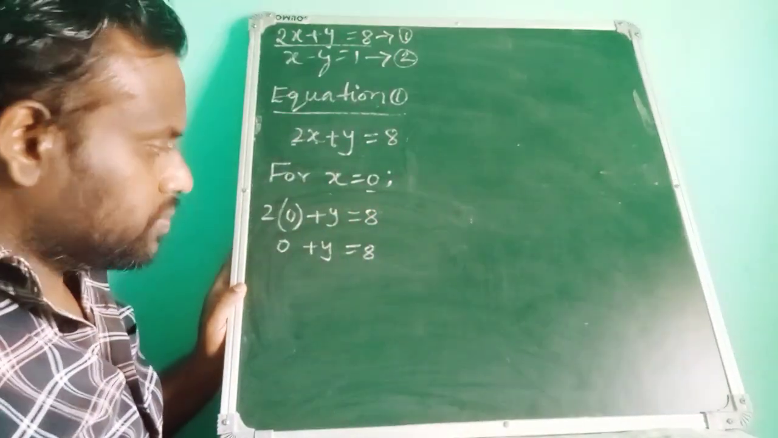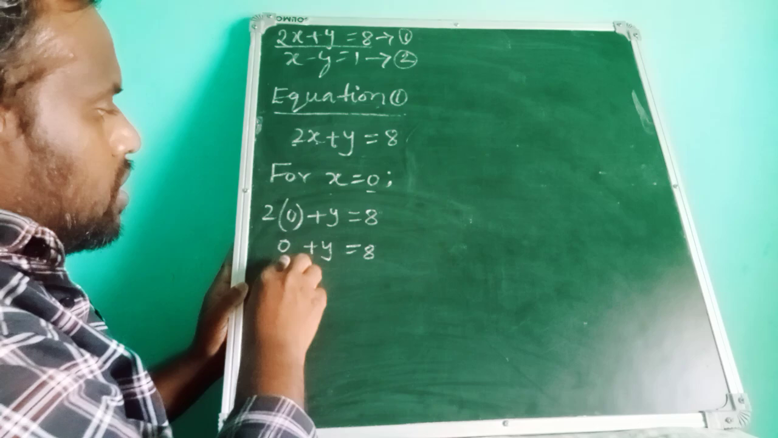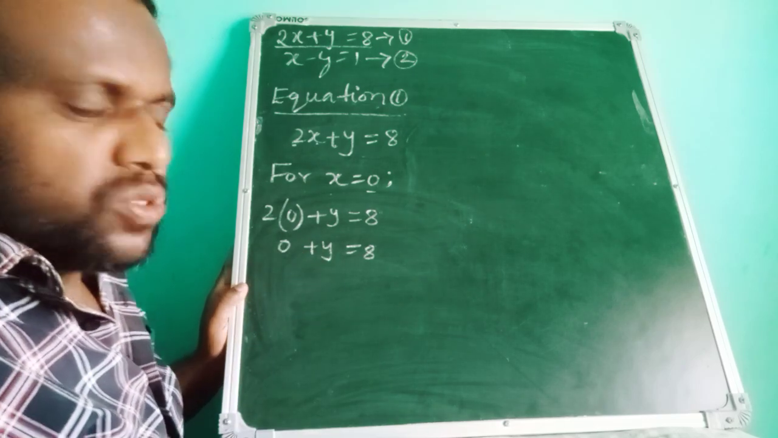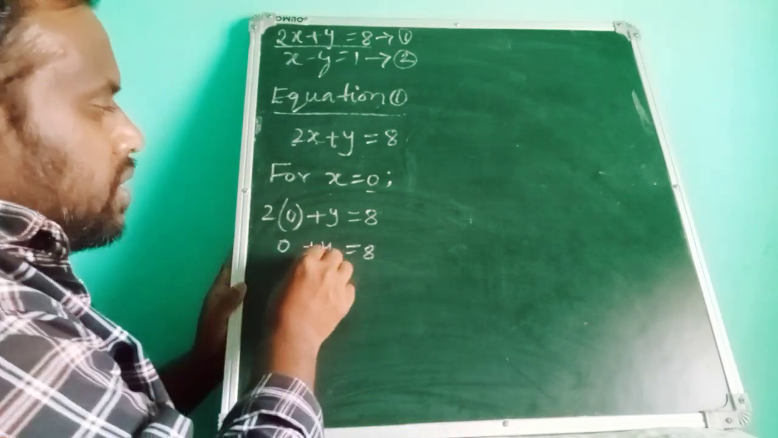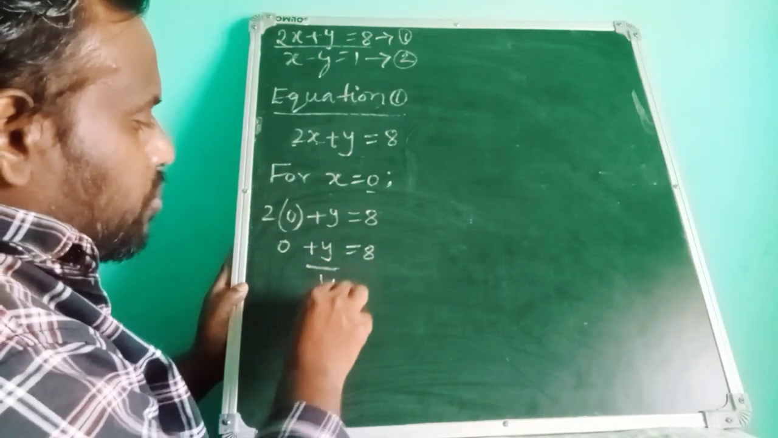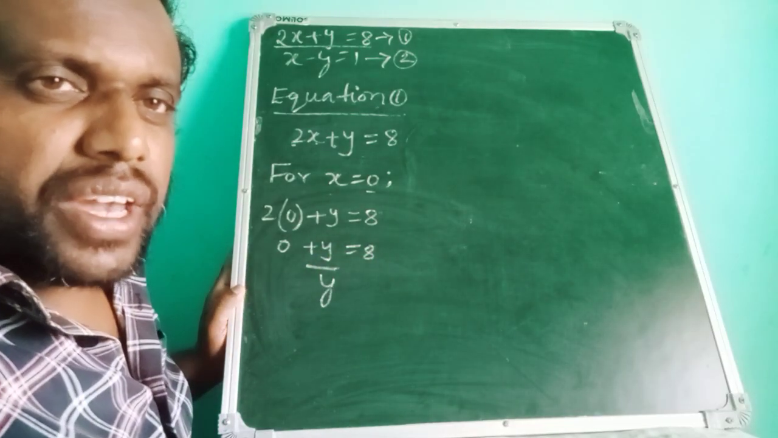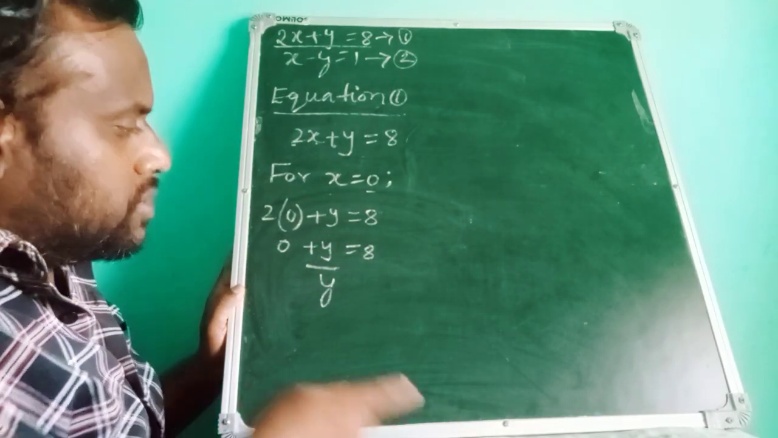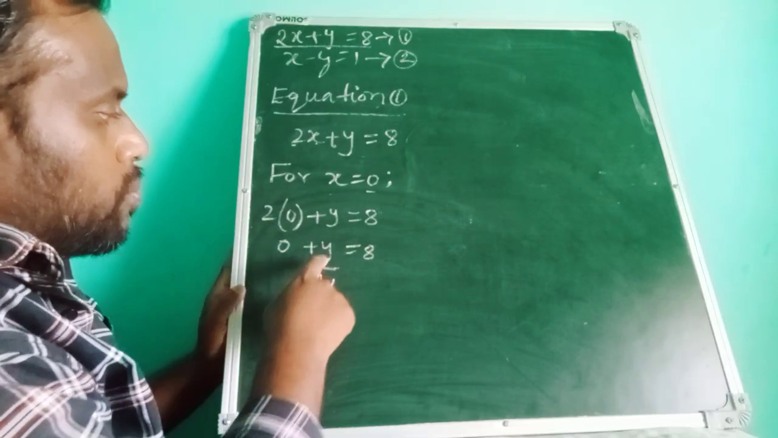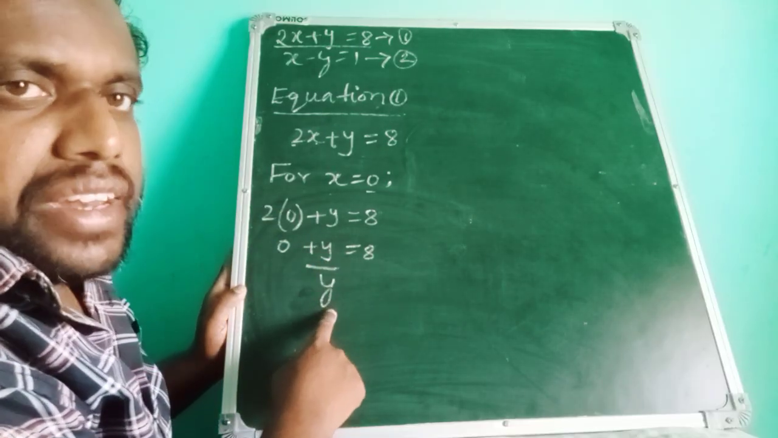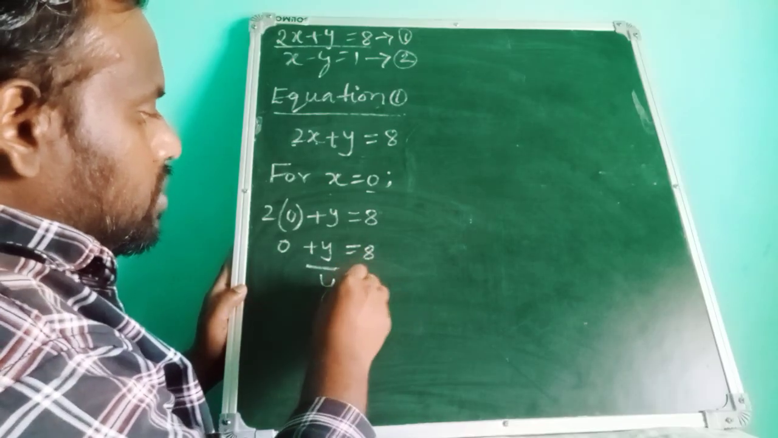See here, actually you have to write 0, but 0 means nothing, so in the next step I don't write 0. If you don't write it also, no problem. Instead of plus y I will just write y. Plus y, just y, both are the same, because here nothing is there means plus is there. So plus y we can simply write as y. So y is equal to 8.